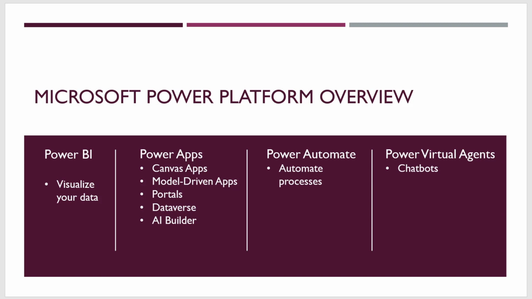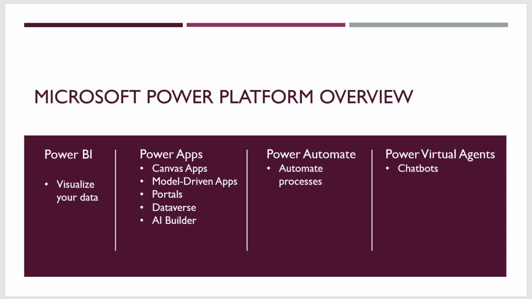Power Automate, this will automate all of your processes. The biggest one that I use is to automate email notifications. So you'll be able to create a trigger within Power Automate with an action, and an email would be sent to any recipient that you would like. This automates really any processes that you might have for your business.